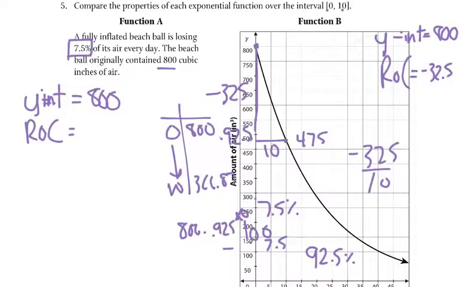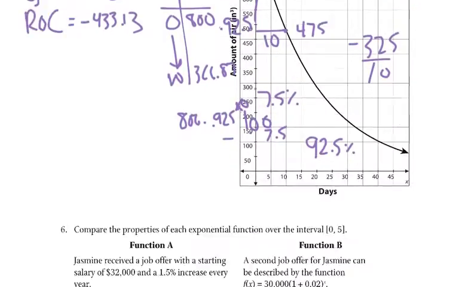That would be 366.87. So 366.87 minus 800 gives us negative 433.13. So obviously function A is losing it a lot quicker than function B, even though they have the same y-intercepts.